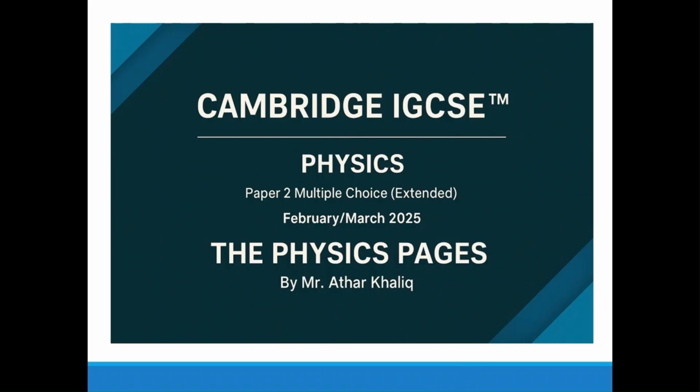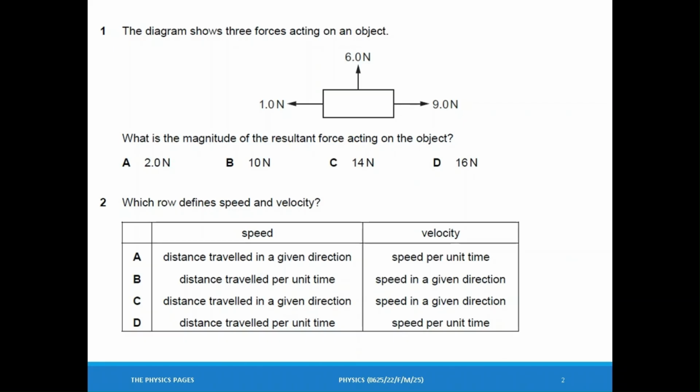Today, we are going to solve paper 2 for physics 0625 for February March 2025. The first question is a diagram in which we can see three forces acting on it. Two forces, 9 Newton and 1 Newton, are horizontal, whereas the third is the vertical force, that is 6 Newton.